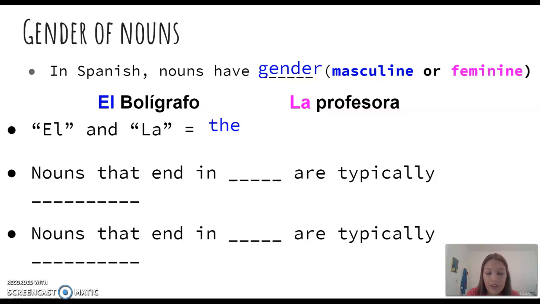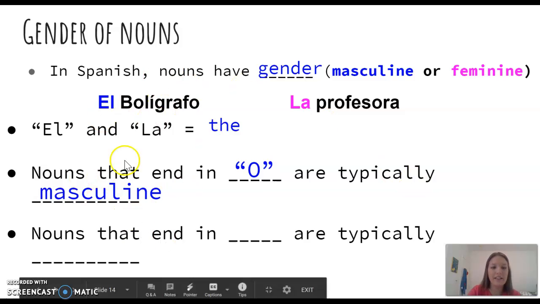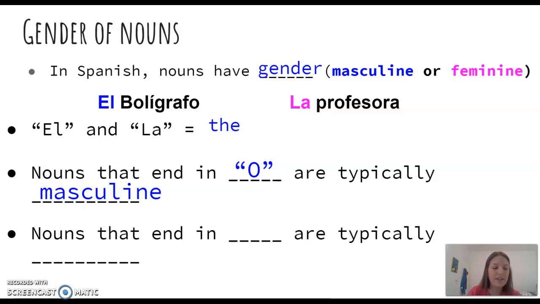So the general rule that you've probably learned before is that nouns that end in O are typically masculine. 90% of the time, 95%. So nouns that end in O are masculine, as evidenced by the one up here, el bolígrafo. Okay. On the other hand, nouns that end in A are typically feminine, like la profesora, for example. So ends in O, masculine, ends in A, feminine.